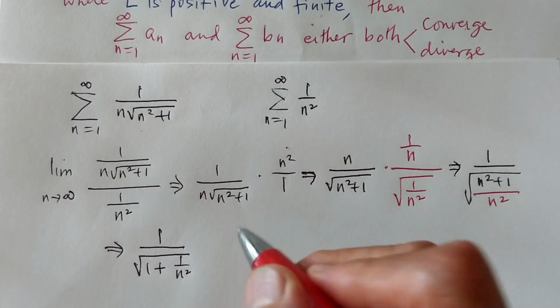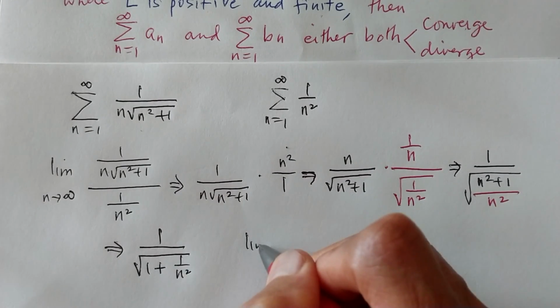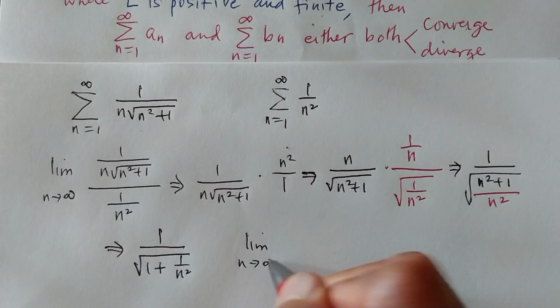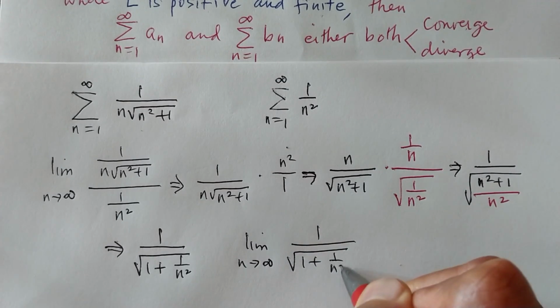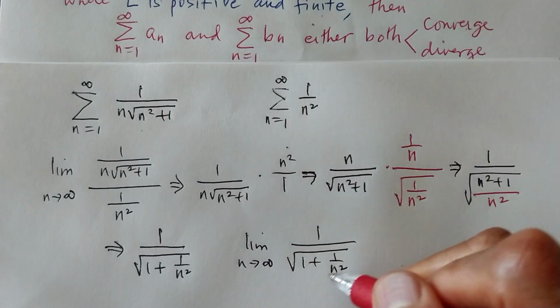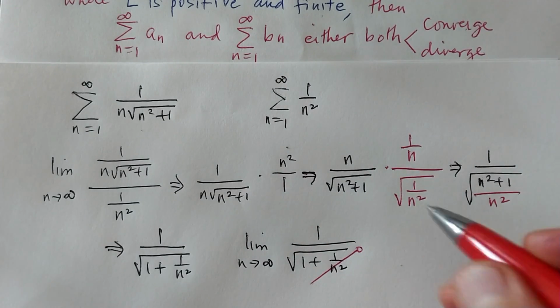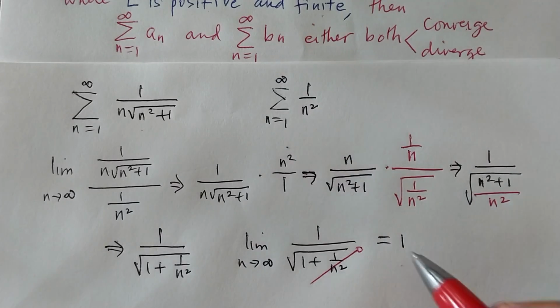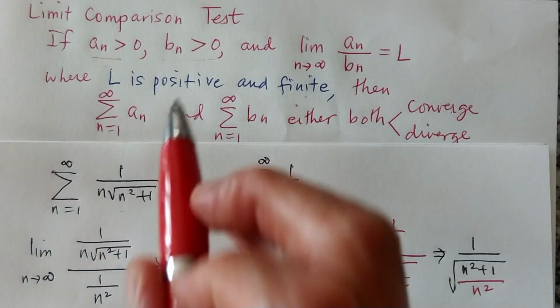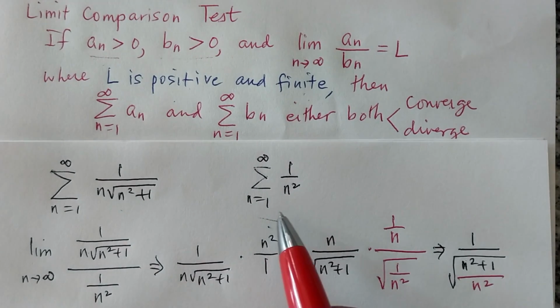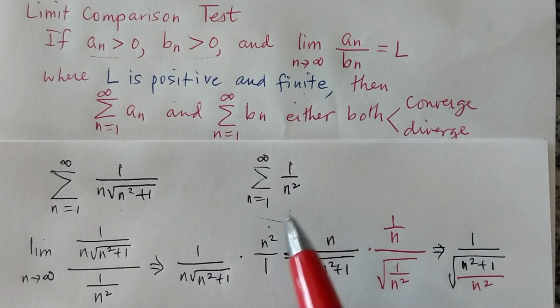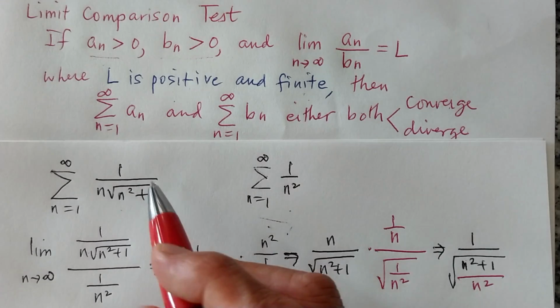Now let me apply the limit. As n goes to infinity of 1 over the square root of 1 plus 1 over n squared, this will become 0, and so the limit is equal to 1. Because the limit is positive and finite, and we know that this p-series is convergent, then this series is also convergent.